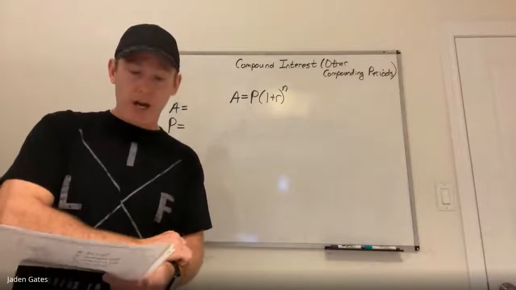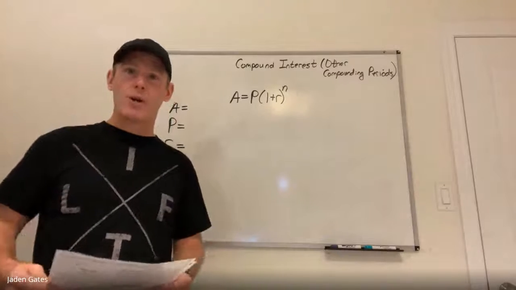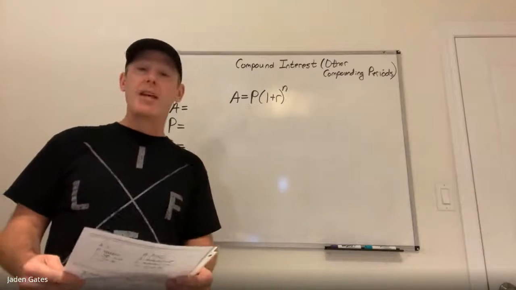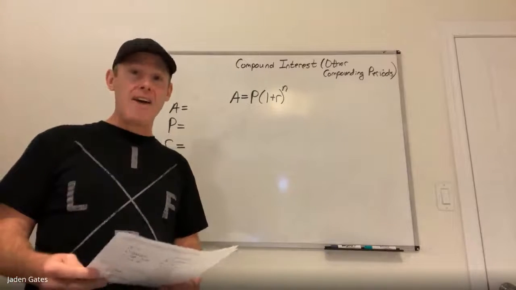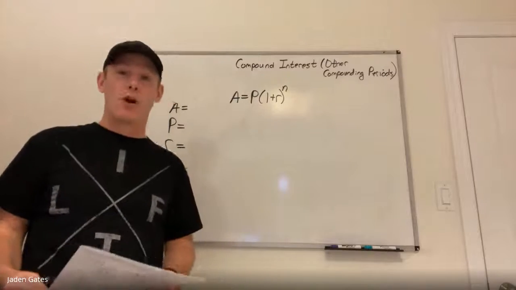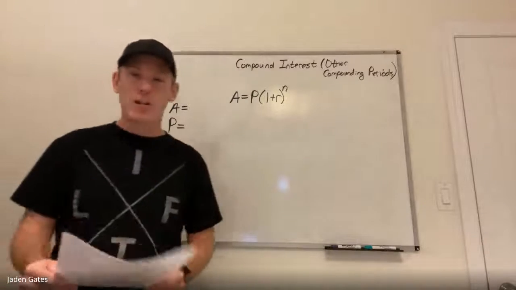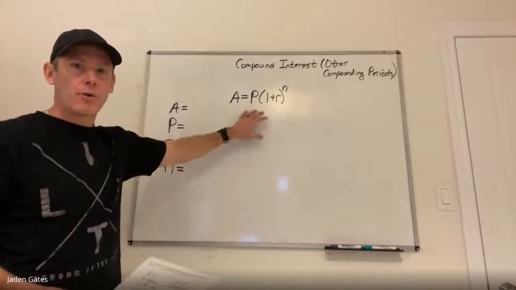Weekly interest is added 52 times a year. Really bad situation if you're borrowing. And then, of course, daily interest. So interest is added every single day. It just keeps getting worse and worse and worse. That's how a credit card works most often. All right, so we're going to look at how that affects how we use the compound interest formula.